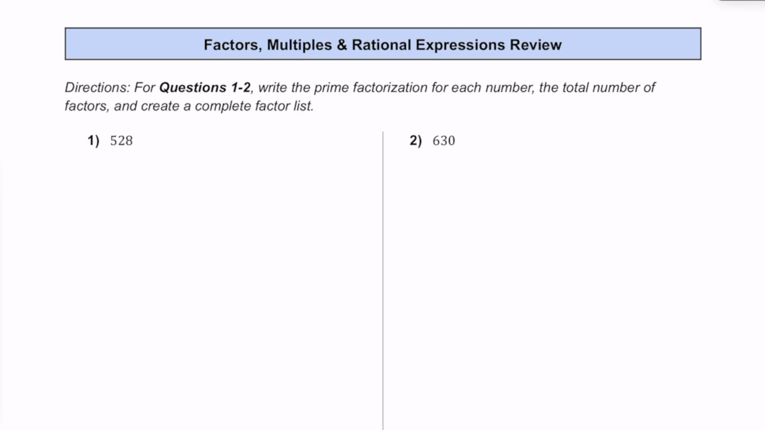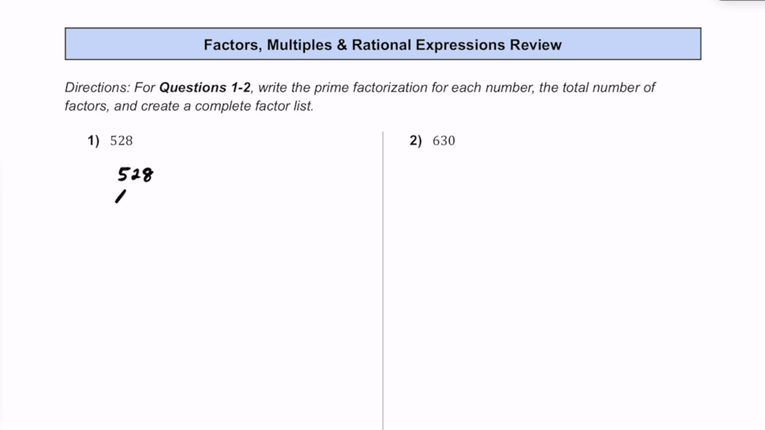For these first two questions, we're going to write the prime factorization for each number. Then we're going to write the total number of factors the number is going to have, and then write a complete factor list. All right, so let's see. For number one, we have the number 528. So let's see what we can do and break this down.